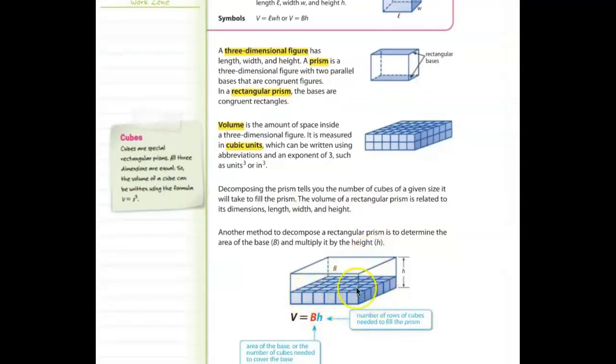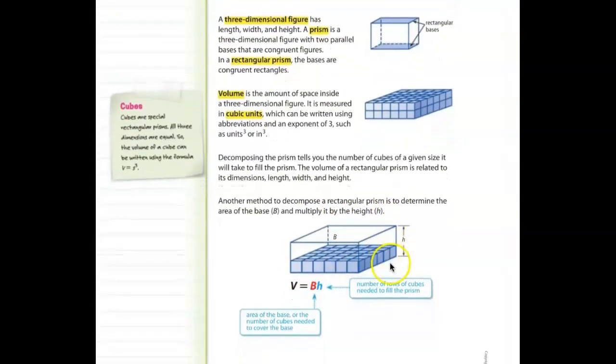So you can see here that's one level, and you would actually just keep stacking it however high the base is. Okay, and so again, the number of rows of cubes needed to fill the prism is the height, and the capital B is the area of the base, which is length times width.